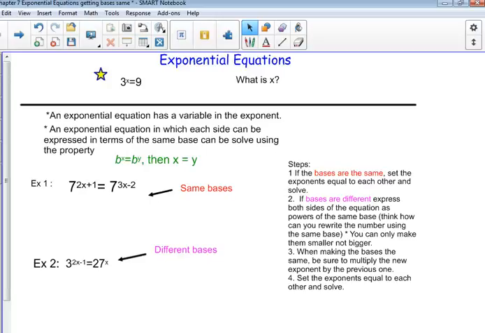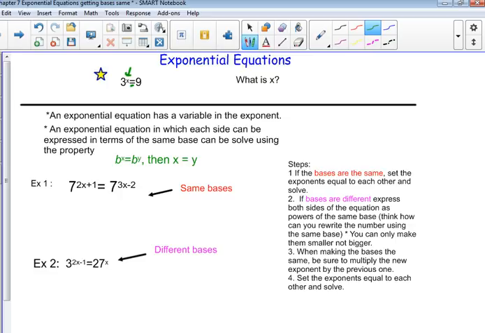So what we're going to talk about today is exponential equations. And exponential equations means there's an x in the exponent. And what do all equations have? An equal sign. Good, okay. So we're going to be dealing with things that have an x in the exponent and an equal sign. Does anybody know what x would have to be to make this true?